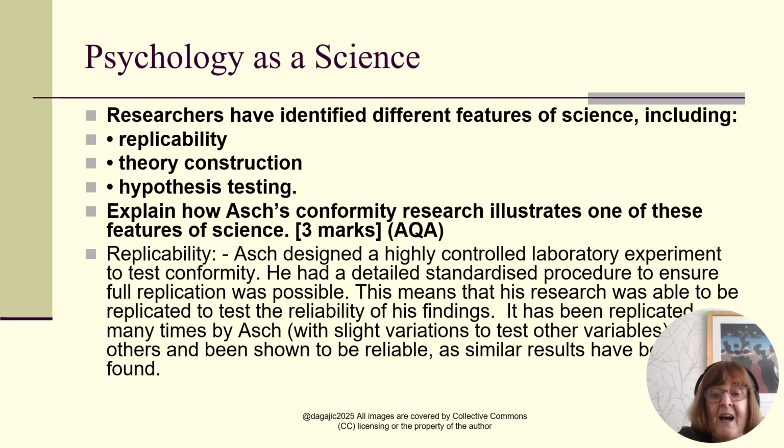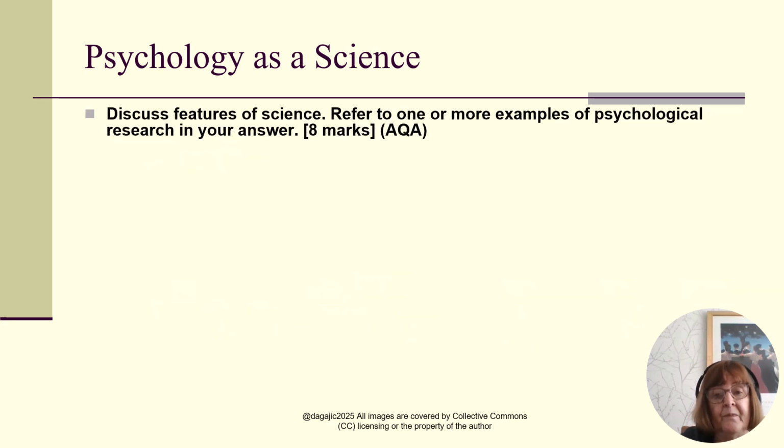So we can say, Asch designed a highly controlled lab experiment to test conformity. He had a detailed, standardized procedure to ensure full replication was possible. This means that his research was able to be replicated to test the reliability of his findings. And we could elaborate a little bit more if we wanted to, but it's not necessary. It's been replicated many times and been shown to be reliable, as similar results have been found. So if you follow that PEE when it's a 3 mark question, you won't go far wrong.